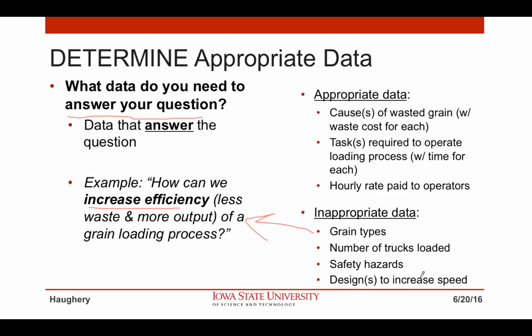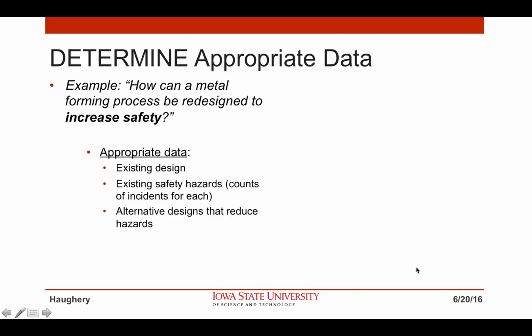So we just have to remember, when we look at data, we always have to be tying it back to our question. Another one is making a metal forming process more safe. And of course, existing design, existing safety hazards, how many different types of hazards, pinch, crush, those types of things. Alternative designs, possibly, all good data to help us get to a safer product.